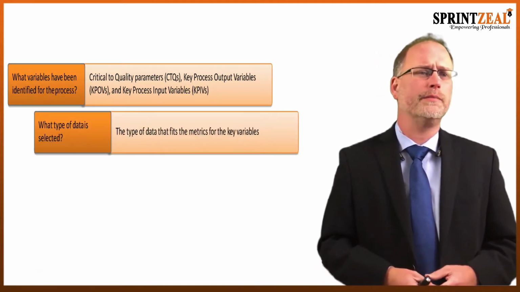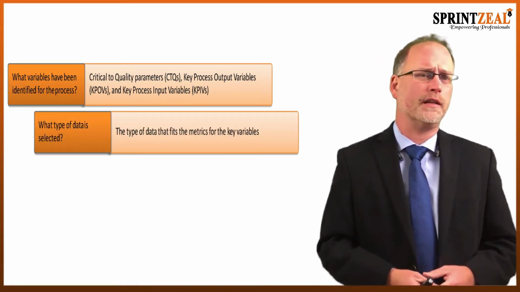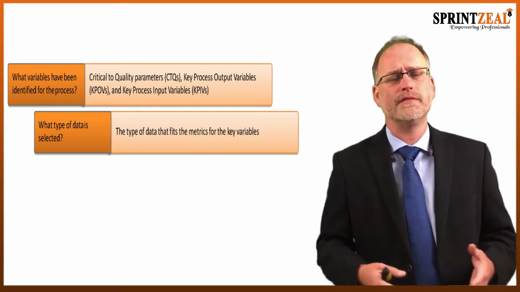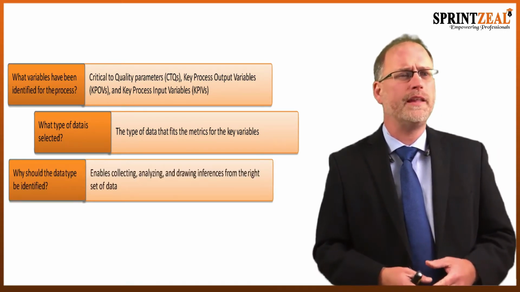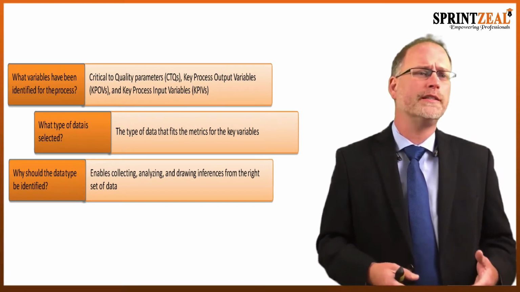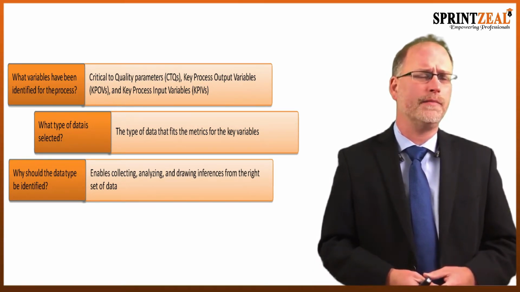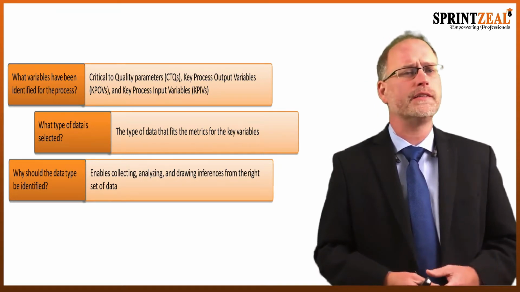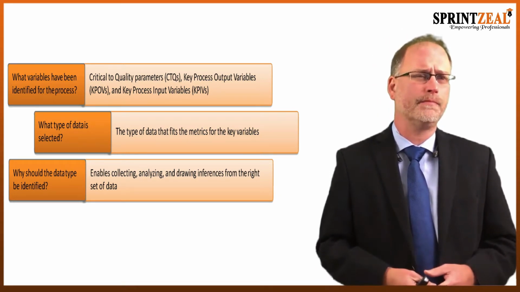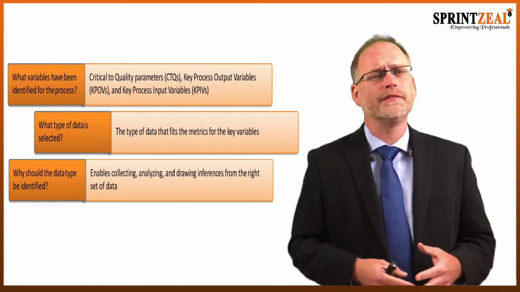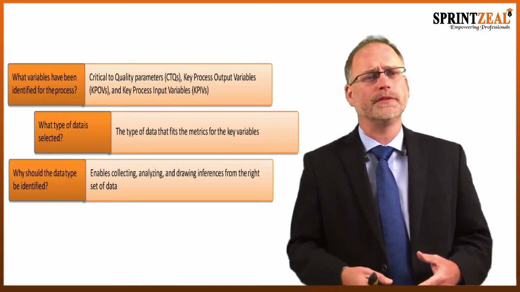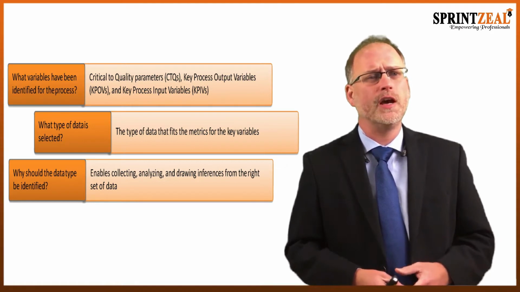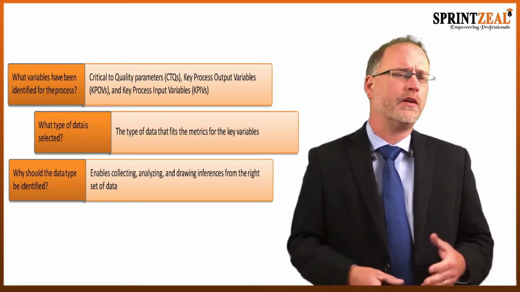Another criteria would be, well, what type of details are selected? Now, the type of data that fits the metrics for this key variable. And then a third one would be, why should the data type even be identified? And this enables collecting, analyzing, and drawing inferences from the right set of data. Now, it is difficult to convert attribute data to variable data in the absence of assumptions or additional information, which can include retesting all of our units.